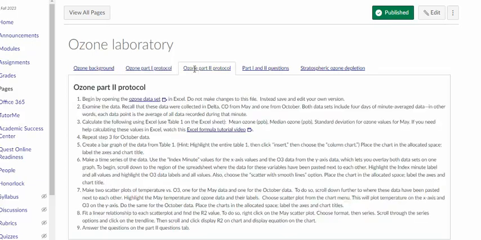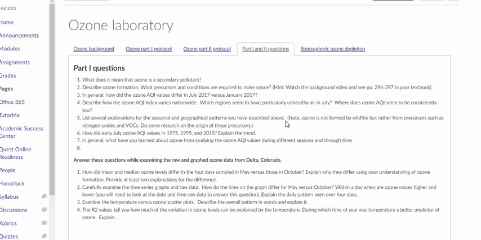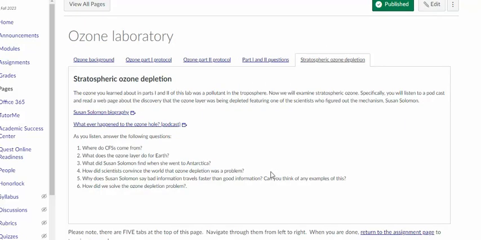In the second tropospheric ozone activity, you'll examine a data set from Delta, Colorado, and you'll do some analyses and also generate some figures. These questions relate to the two tropospheric ozone activities, and then there's a little bit of information here.